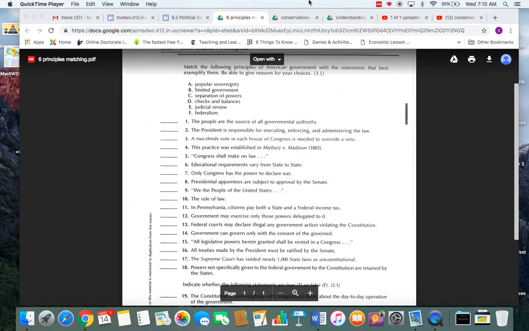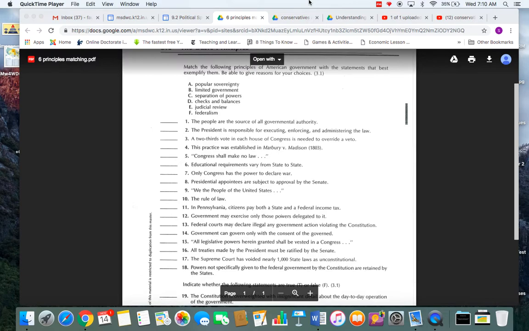Rule of law. We know that no one in government is above the law. Everyone is subject to the laws, even the president. So this is limiting the powers of the government. Congress can't do anything it wants to. It is subject to the laws. Members of the courts are subject to the laws. President is subject to the laws.